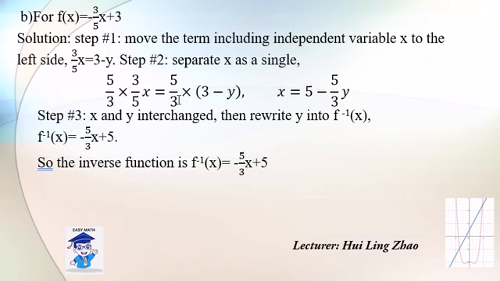Step number 3, x and y interchange. Then rewrite y as f^-1. So the inverse function is f^-1(x) equals -5 times x over 3 plus 5.